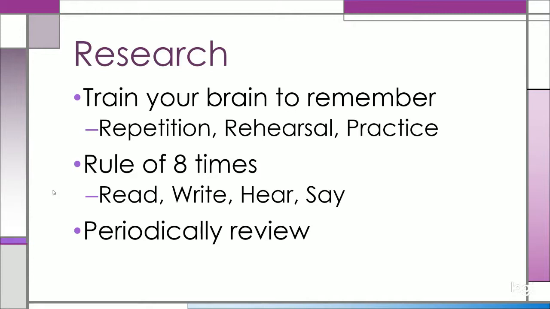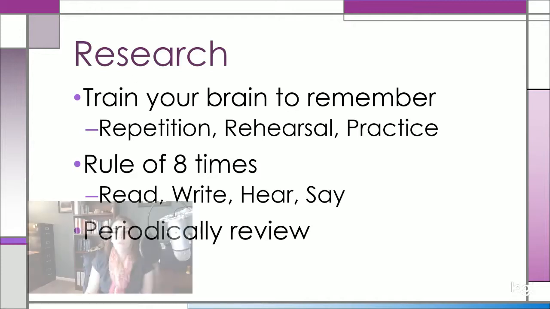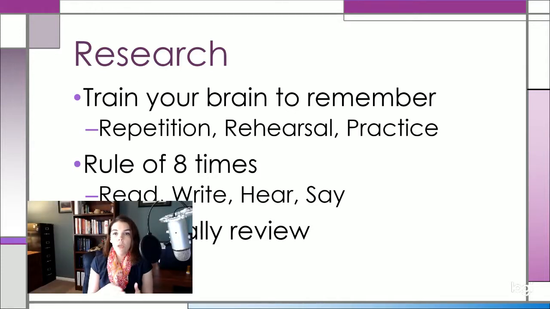So my rule of thumb when you're repeating, rehearsing, and practicing is that you have to follow the rule of 8 times. You need to read it 8 times, write it 8 times, hear it 8 times, and say it 8 times. And the reason that you need to do it in those different ways is that you're encountering that word with multiple senses. So the more you can see it and hear it and speak it and write it with your hand, you are making all these hooks onto the information so it stays in your brain.